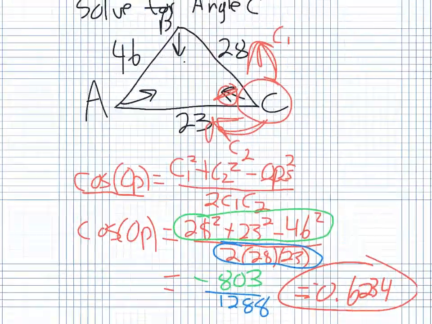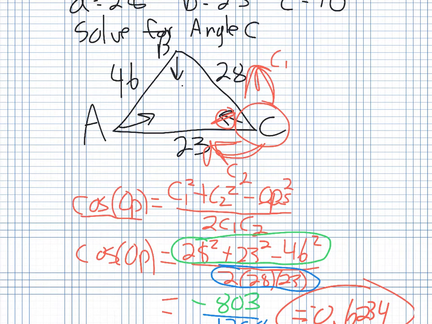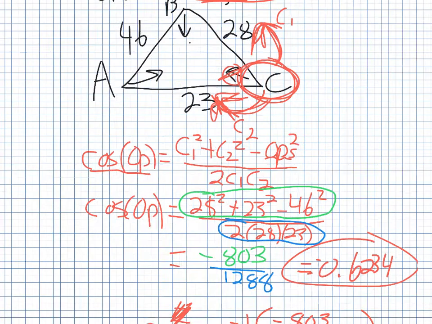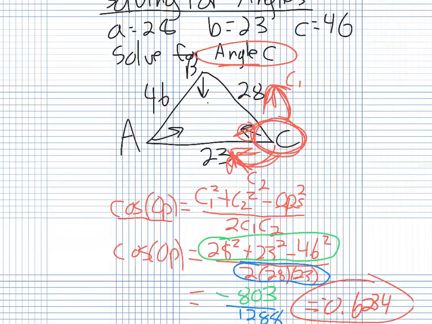Anyway, the big idea, I'm going to go through that again. So you want to be able to say, okay, if I'm looking for angle C, then I go to angle C, and then I identify my containing sides, the two sides that contain the angle, C1 and C2. And then I identify the opposite side, right? So this is going to be the opposite side to that angle.